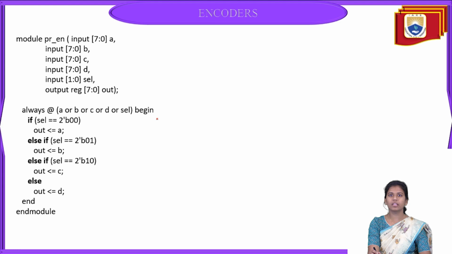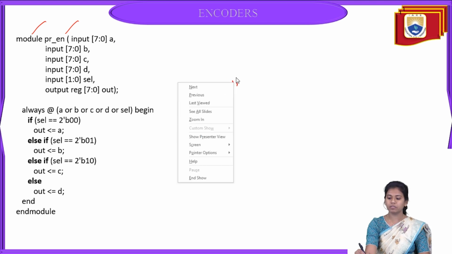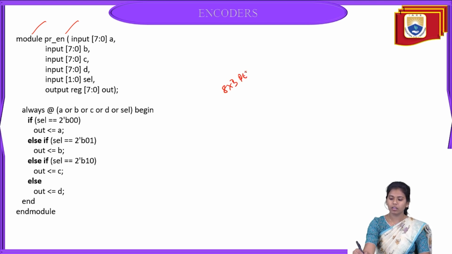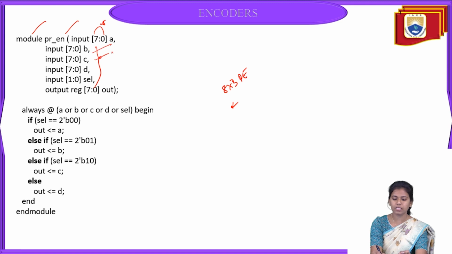And this is all about the syntax: module priority encoder, and my inputs are 7:0. That means an 8/3 priority encoder, which I am considering. My inputs are from 7 to 0, meaning 8 bits. Here is the initialization of the inputs as well as the output. So input A[7:0], B, C, D, and we have selection lines and output as a register [7:0].